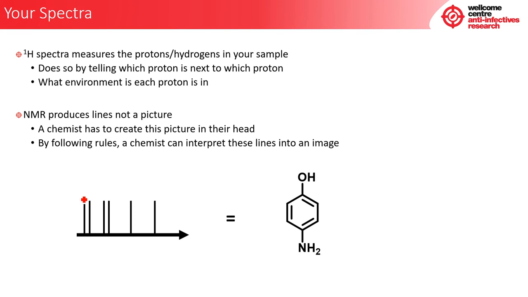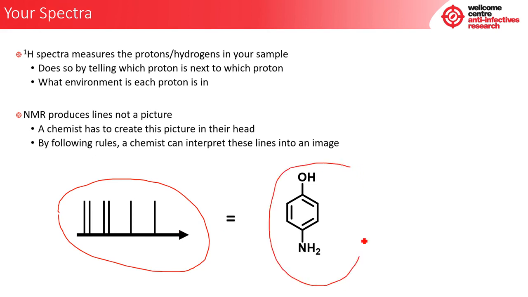What's really, really cool is that NMR produces lines. It doesn't produce a picture, so it produces something that looks like this. And the chemist has to interpret these lines by following some of these basic rules, and they end up with a picture like this. Now you're looking at the two going, they don't look the same. That looks different. So I'm going to explain to you how you make this transition and how you can view your picture.